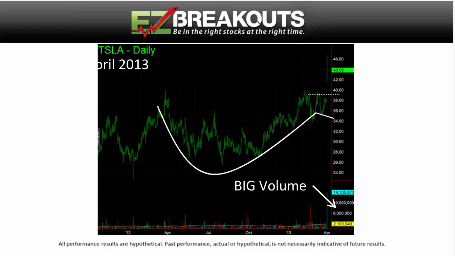So we see these cup and handles forming, and someone was asking the question earlier, do these tend to work with other things like commodities or anything else? And I would say my tentative answer would be yes. I think Eddie would probably concur with this as well, but my answer is yes. And the reason why I say yes.